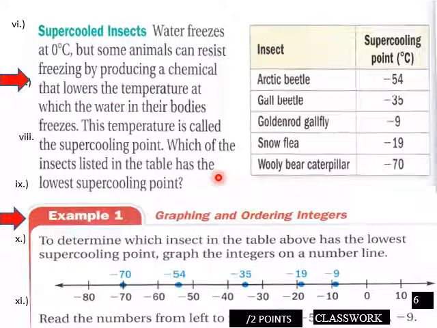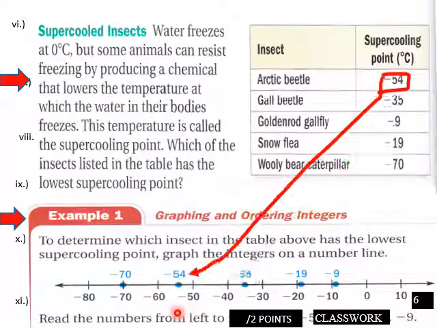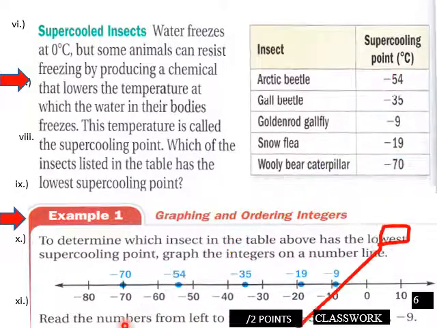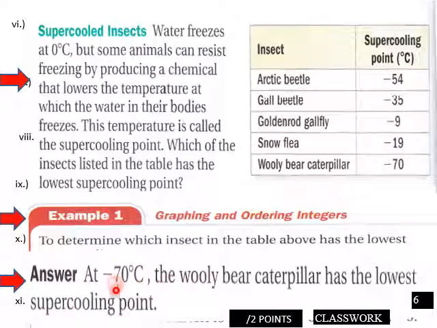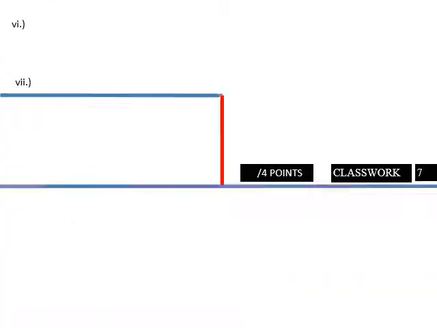Okay, back to our supercooled insects here, graphing and ordering integers. So graphing these quantities on the number line would look like this: negative 9, negative 19, negative 35. Here is our origin, here is 0, but all of our plots here are negative, so they go on the number line in this direction. This is your classwork sheet, page 6. There is the origin, and then we go into our plots. In case you're having trouble, you should have a number line, and then fill in these values on your number line. It's important to learn how to make these plots. At negative 70, the woolly bear caterpillar has the lowest supercooling point, negative 70 degrees Celsius. So that would be the winner of that contest.